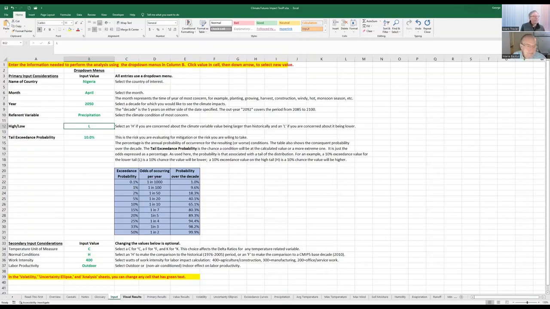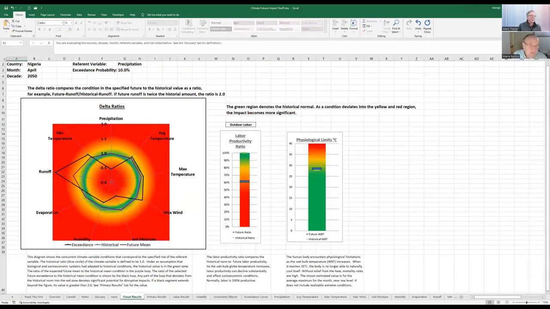All right. So now here's the visual results for this Nigeria. We picked precipitation, and in this particular case, we're looking at the 10% exceedance on this radar curve. Each of these have the different temperatures and the axes, where the blue is the historical value, the purple is the mean of the future value, which is here 2050, and the black is the exceedance.